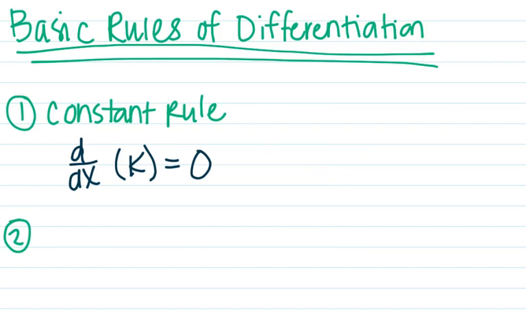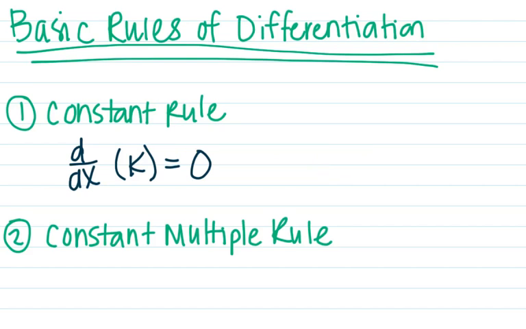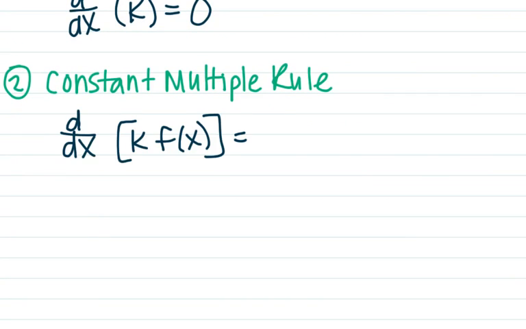The second rule is the constant multiple rule. And this rule states that if we take the derivative of some function with a constant out front, which often looks like a coefficient to us, then it's simply going to result in that constant multiplied by the derivative of that function. So similarly as what we did with limits, you can kind of pull those coefficients out front and then do the actual derivative like you would normally.